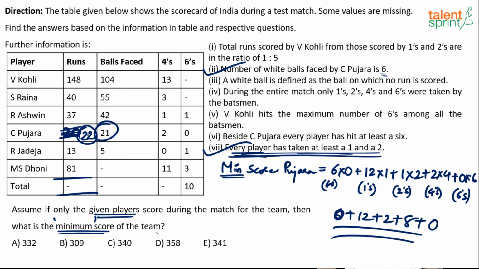Yeah, now you can do the calculation. I think the answer comes out to whatever, 340 this time. It should be, because 148 plus 22 is 170. This is 170 plus 40, 210. 247. 247 and 13 is 260 and 81 is 341. I think it comes out to be 341 and not 340. Yeah. Anyways, you know what needs to be done there. Just balance the number of balls by Pujara and distribute the score. Next question.